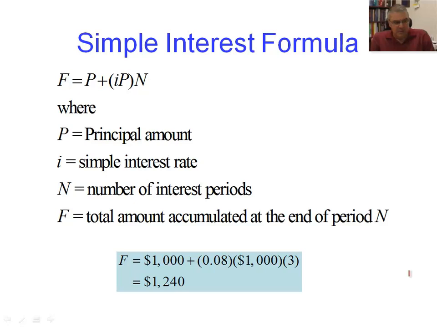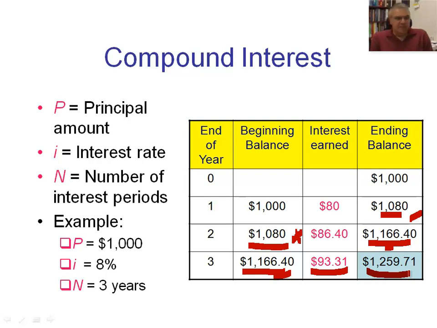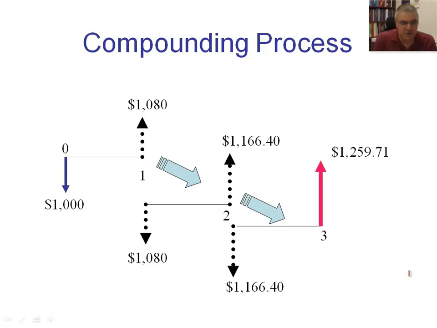So compare that to $1,240 for simple interest. It's about $20 more in interest, the same interest rate, but the way it's being calculated is different. So compound interest would be much more than simple interest. Not the rate, but the way it's being calculated: the money earned by compound interest would be more than the money earned through simple interest calculation.